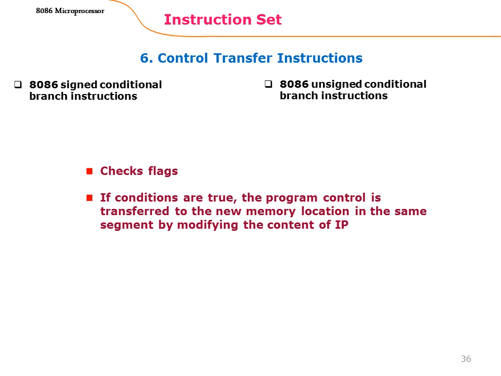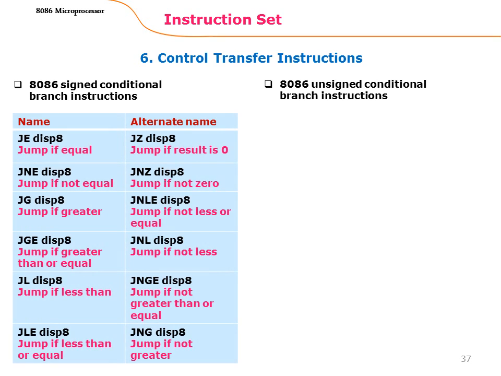Control transfer instructions: signed conditional branch instructions and unsigned conditional branch instructions. Jump if equal, jump if not equal, jump if greater than or equal, jump if less than or equal, jump if not greater than, jump if not greater than or equal, jump if less than, jump if not less than or equal, jump if not zero, jump if the result is zero. These conditional branch instructions can be used to check the result of the previous instruction. If the previous instruction satisfies the condition, the jump operation is performed. If the result does not satisfy the condition, it executes the normal sequence.